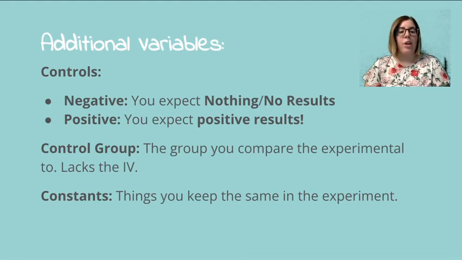Then you would have the constants, the things you keep the same in the experiment. Just like I told Intro to Advanced, you need to make sure that you are specific, right? Same conditions, same lighting, same temperature. Give me specifics. What is that temperature? What is that lighting, etc.